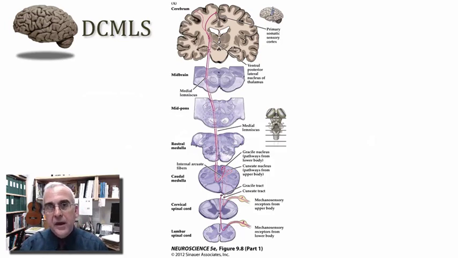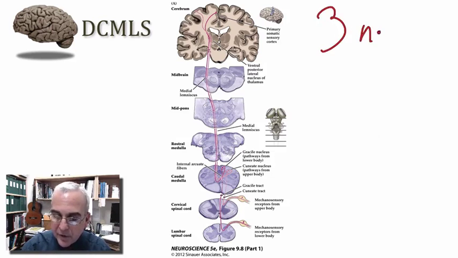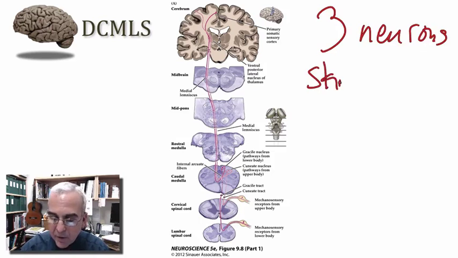So let me just give you the broad overview of this pathway, and then we'll look at more magnified views of this figure so that you can see things more clearly. Well, I'll make a few points in general terms. This pathway for mechanosensation involves 3 neurons as we go from skin to cortex.